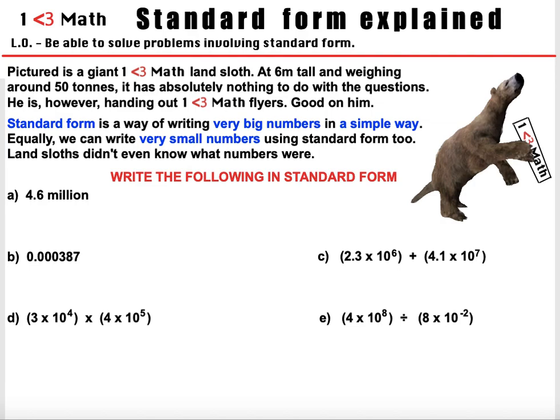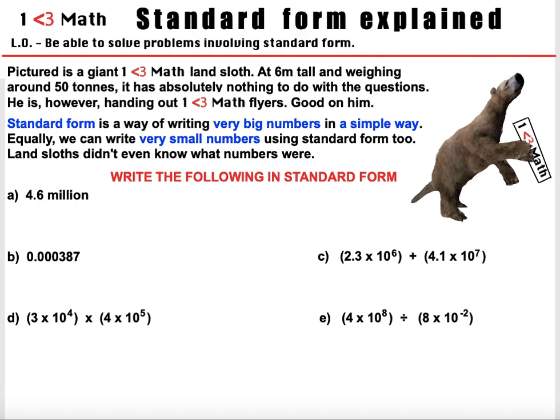Good on him. Standard form is a way of writing very big numbers in a simple way. Equally, we can write very small numbers, such as decimals, using standard form too. Land sloths didn't even know what numbers were, so just think how advanced we are in comparison to these helpful land sloths. So write the following in standard form.